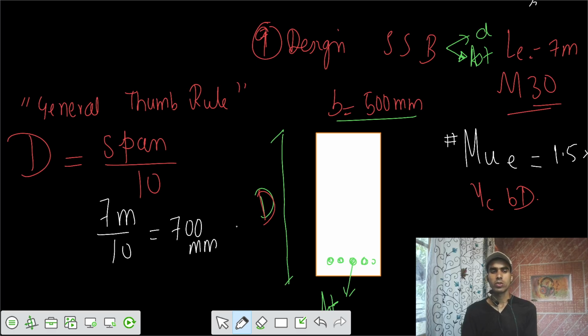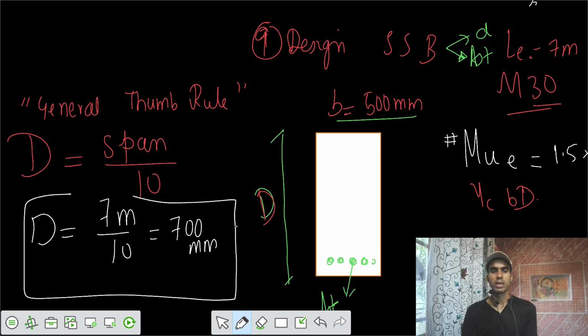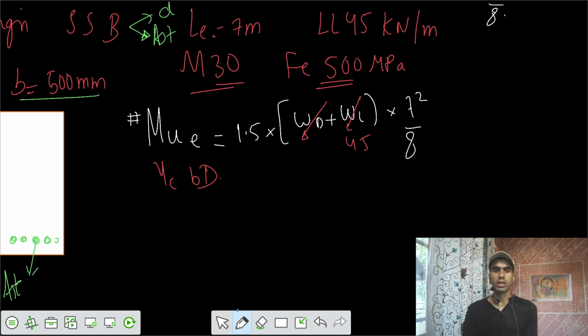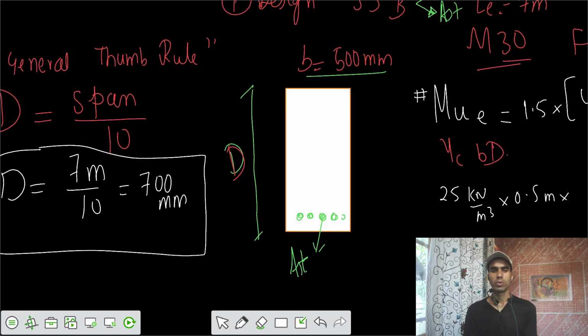So if you start by this thumb rule, if you say that overall depth of the beam is around 700 millimeters, let's try to substitute that value. Then I would say your gamma C is 25 kilonewton per meter cube, and your width of the cross section is 0.5 meters, and your depth you assume to be equal to 0.7 meters.